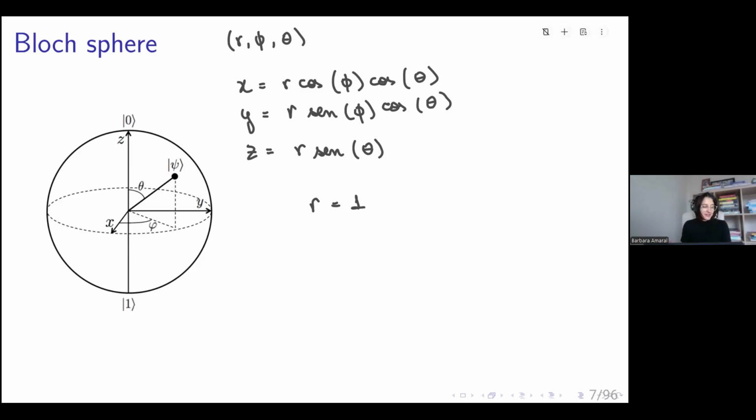I think the cosine and sine of theta are flipped. Yes, it should be sine in x and y. Totally correct.